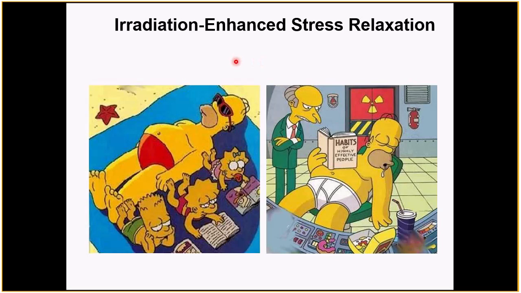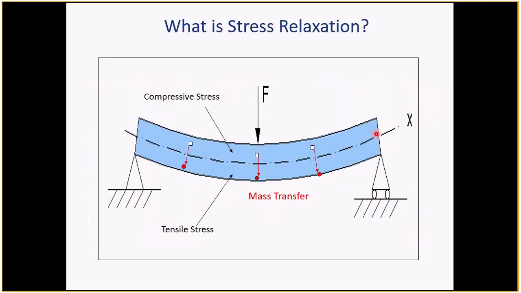So to distinguish it from the other types of radiation enhanced stress relaxation, sunbathing, going to sleep in the nuclear reactor control room, this is a different type of stress relaxation. This is the type of stress relaxation that happens when you apply an elastic stress on a material. It's below the yield point, so you're not yielding it. You're not creating dislocations. You're not fracturing the material.